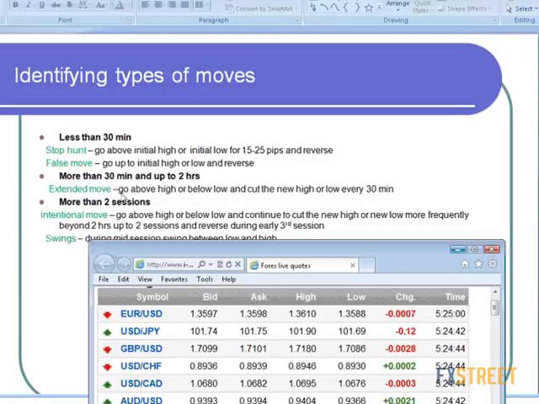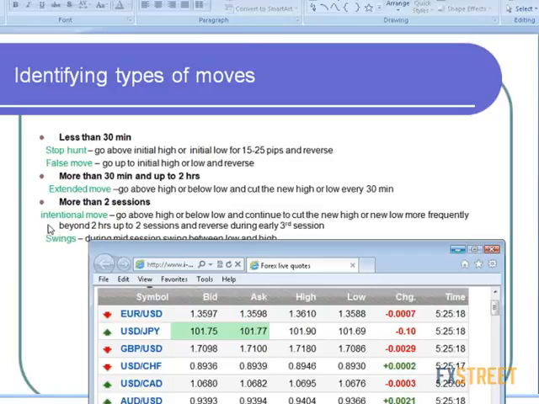Then extended move is also a quick move which stays for about 30 minutes to 2 hours. So they breach the high and stay above there for more than 30 minutes, and after 2 hours they hold above and start reversing it. That's called an extended move. And this extended move alternates with the intentional move.